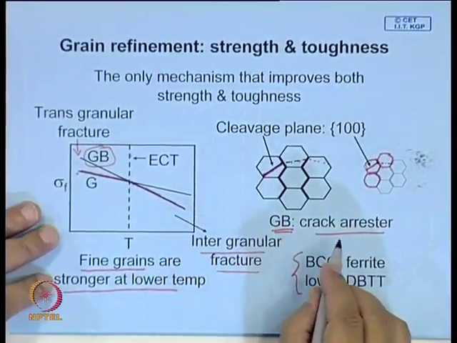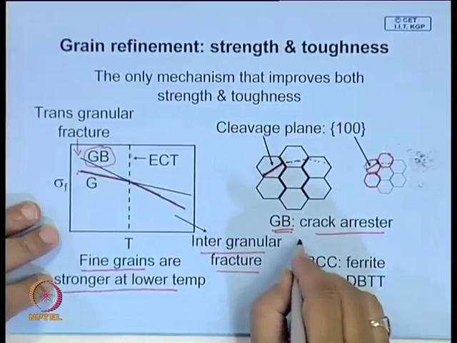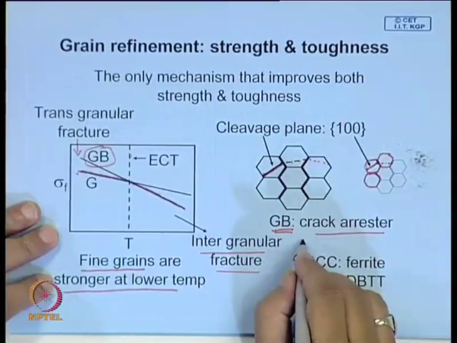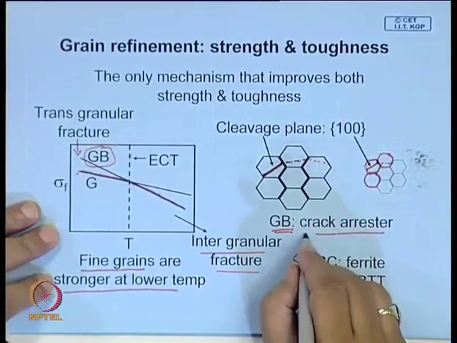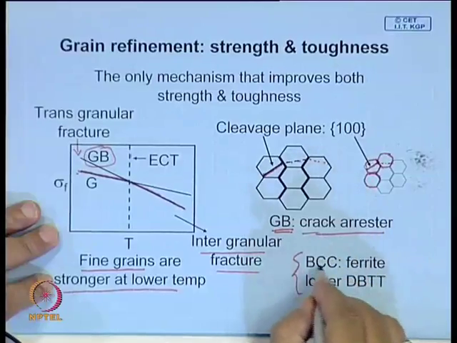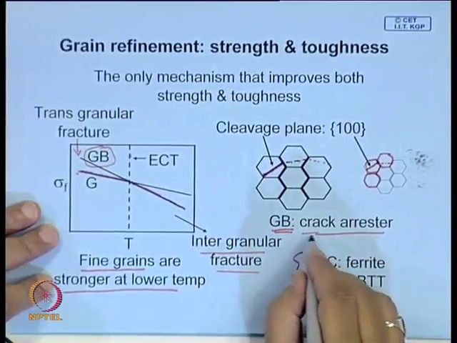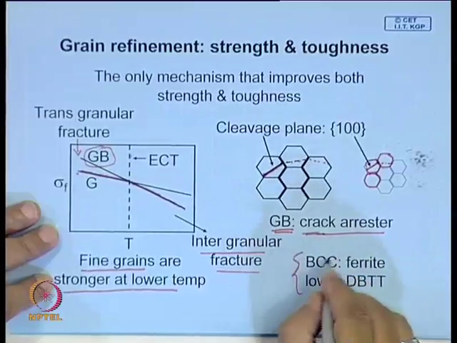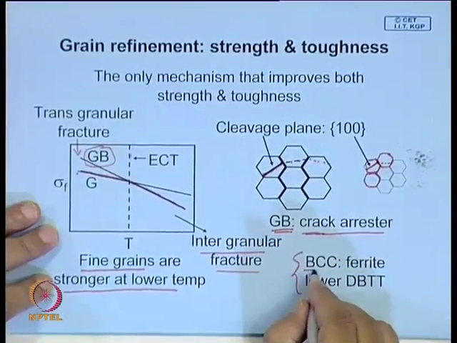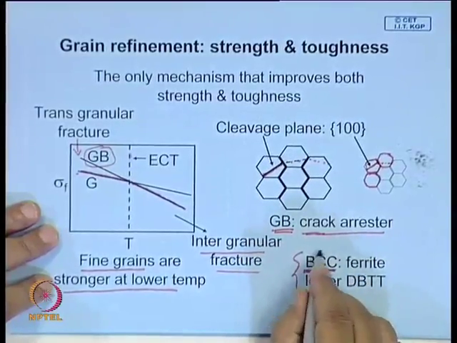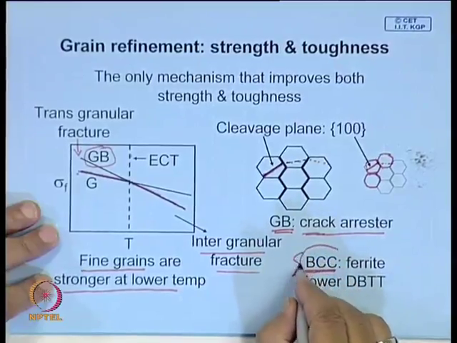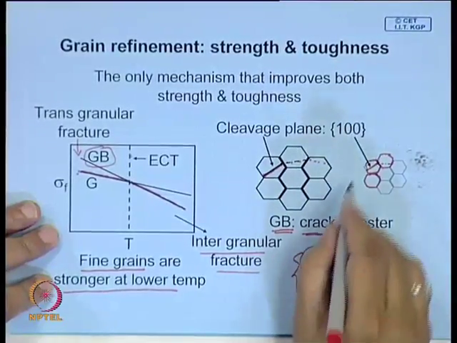it will have much higher resistance towards crack growth. It will not allow the crack to grow, and it will therefore have high impact value, high toughness, and we also know it is particularly important for body centered cubic structure, where you have a cleavage plane.